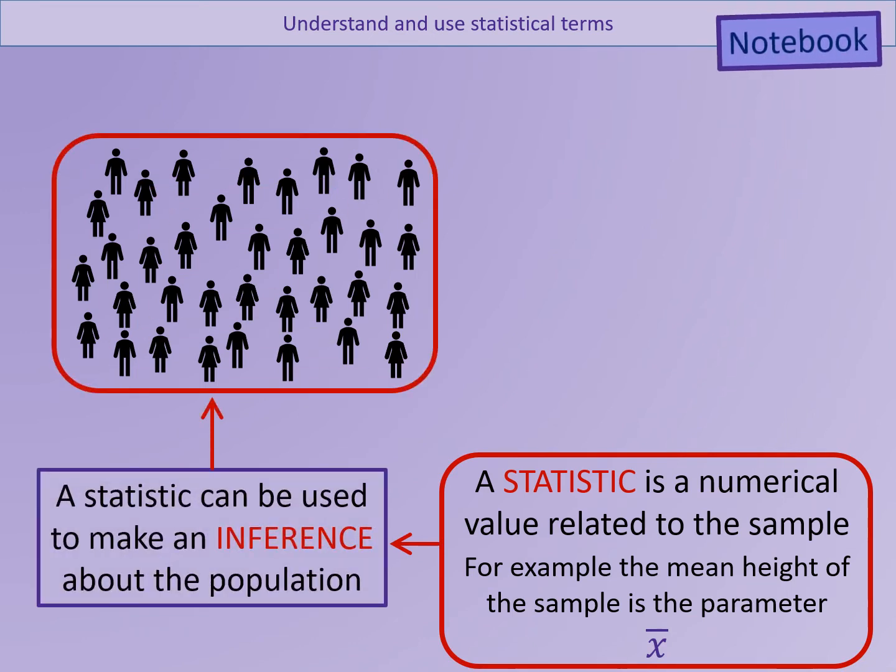If we have a statistic, for example, if we take the mean height of 6 students from the population, we can then make an inference about the population. In other words, from that value that we've gained from the sample, we can estimate a value for the population based on that statistic, and that would be called an inference.